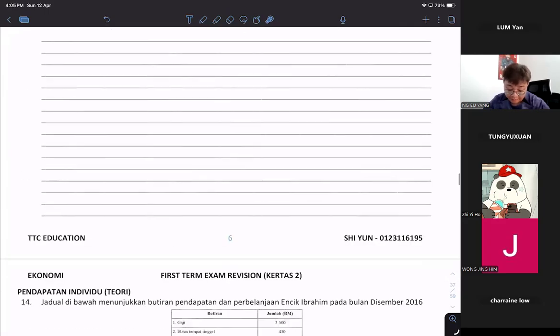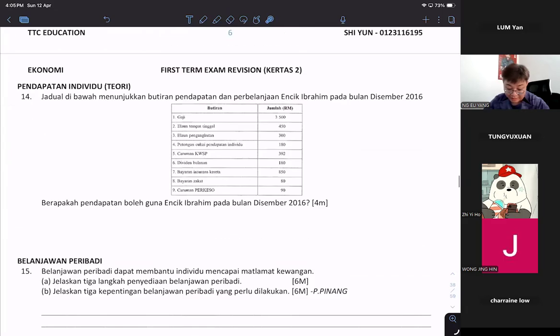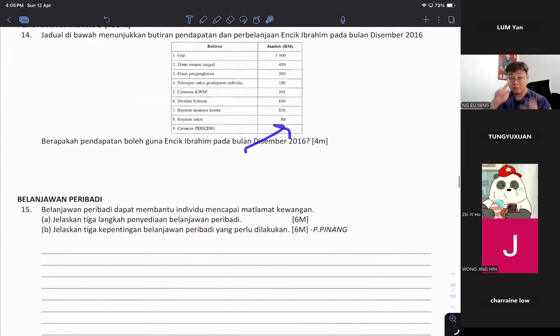Form 4 Part 3, I skip. Okay, for the pendapatan, I think you guys can do it on your own, right? Guys, this precision never come wrong before. For the first time exam only, not SPM.